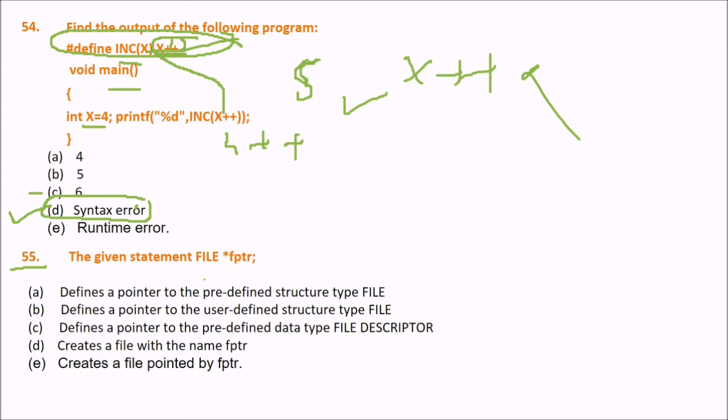Next, the given statement FILE, and we have a file pointer. What does it do? Now, if you have done file handling in C, then you are aware what this does. Give me the answer. These are options for you. The answer is A. It defines a pointer to the predefined structure type FILE. You have a predefined structure type which is called FILE. So you are getting a pointer to deal with this, right?